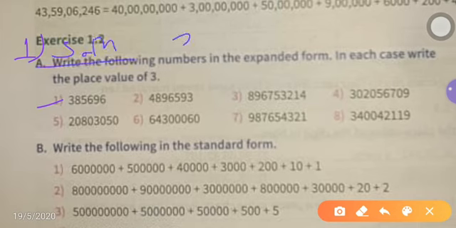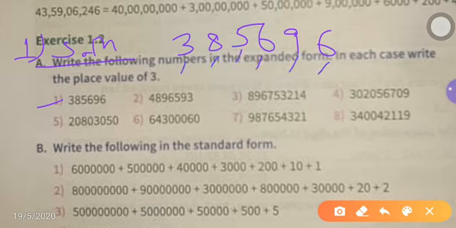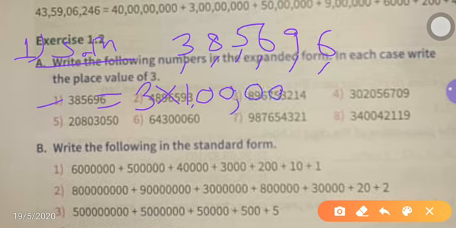First one, what is given? 3,85,696. This one we have to write in expanded form. Here you see, from the right side we will start counting: ones, tens, hundreds, thousands, ten thousands, lakh. So 3 is in the lakhs place, so we write 3 into 1 lakh. After that, the next digit is 8. Which place is 8 in? From the right side you start counting: ones, tens, hundreds, thousands, ten thousands place.